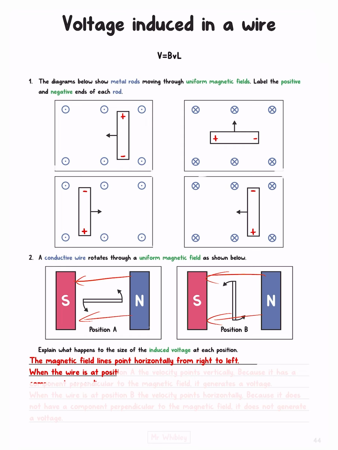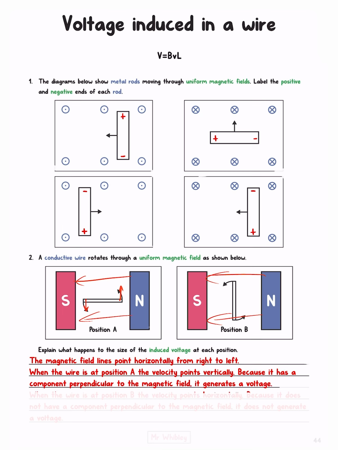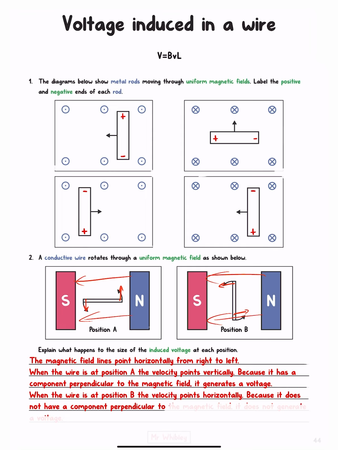When the wire is at position A, the velocity points vertically. So if we consider any particle in our rod, then at this position, their velocities are going to be vertical. Because it has a component perpendicular to the magnetic field, it generates a voltage. When the wire is at position B, the velocity points horizontally. So if we consider any particle in our wire again, at this position, their velocities are going to be horizontal. Because it does not have a component perpendicular to the magnetic field, as the magnetic field is also horizontal, it does not generate a voltage.